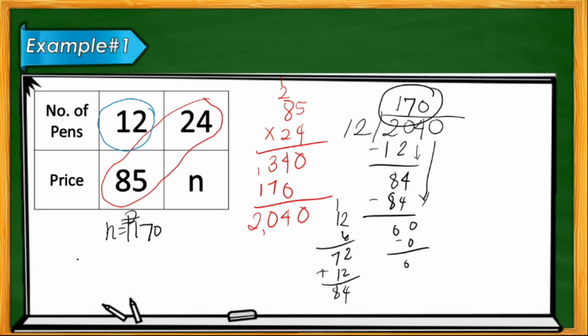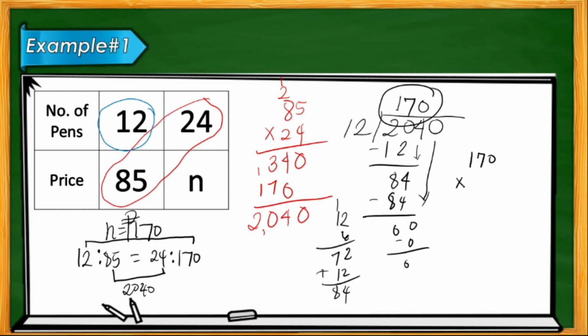So to check our answer if correct, let's multiply the means. So 12 is to 85 is equal to 24 is to 170. So multiply the means. This would be 170, and then 12 multiplied by 170. Oops. Rather, this would be 2040. So 12 multiplied by 170.